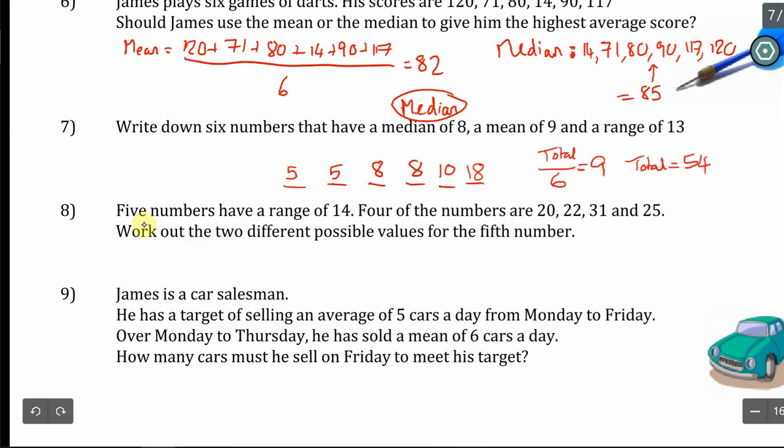On number 8, 5 numbers have a range of 14. 4 of the numbers are those ones there. Work out the 2 different possible values for the 5th number. Okay, well, if you remember, the range is the difference between the highest and the lowest.